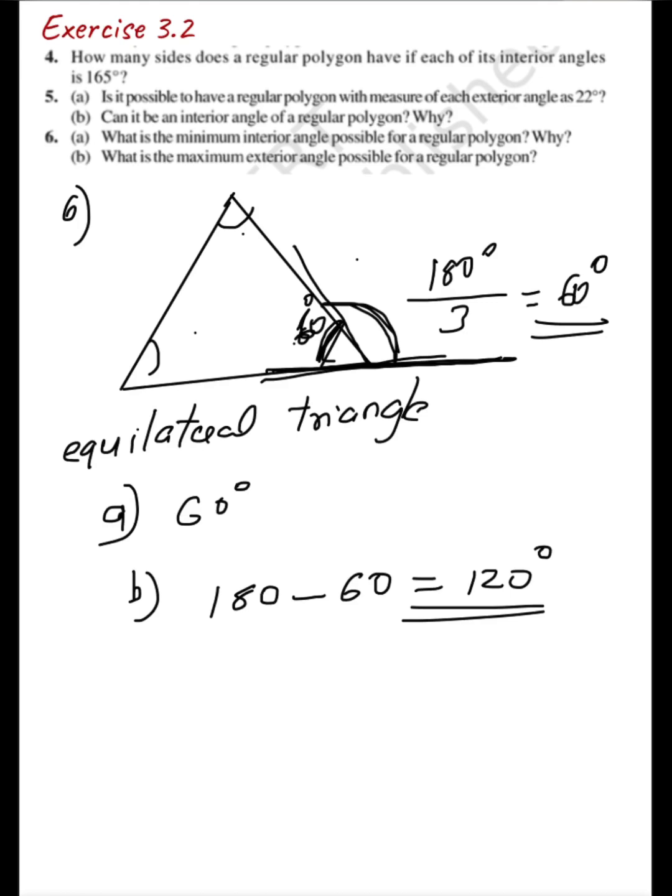So this is how you have to do exercise 3.2. So I hope you understood this. Here for each and every question we are using the concept of what? Sum of exterior angles of a polygon is equal to 360 degrees. Understand?